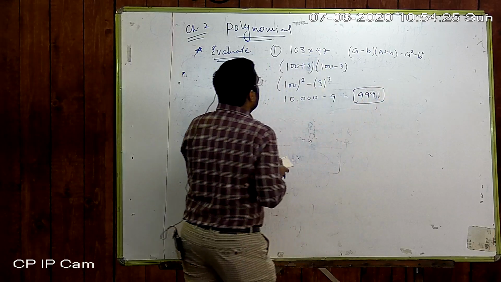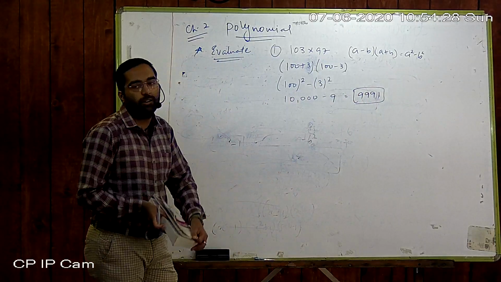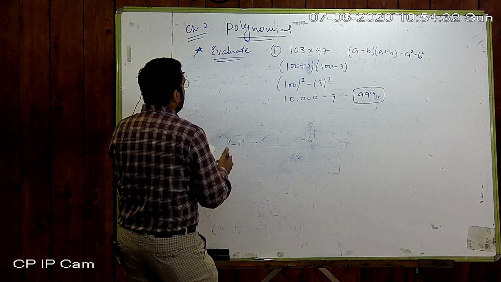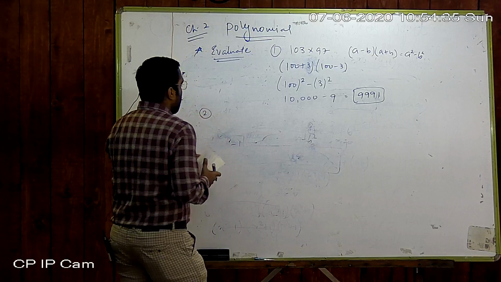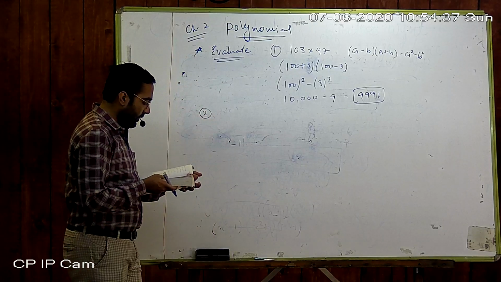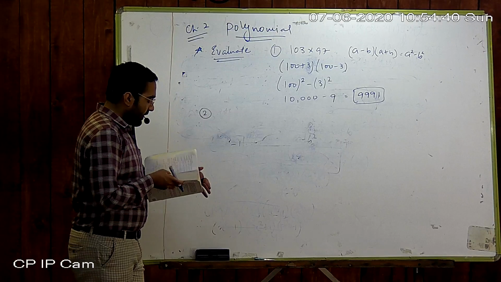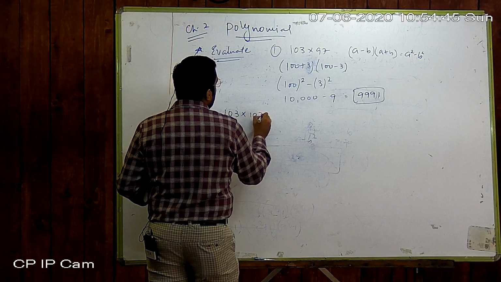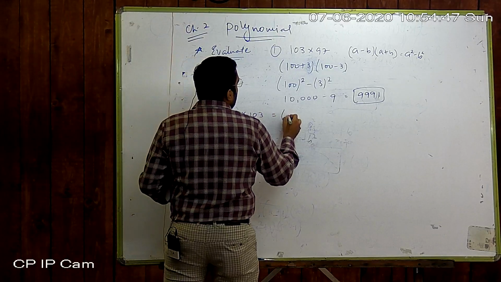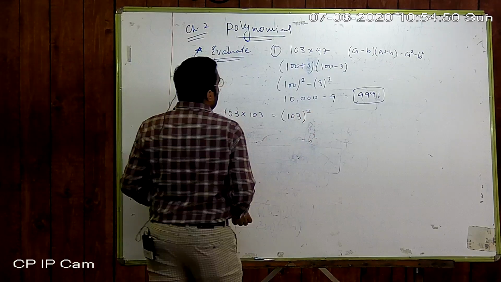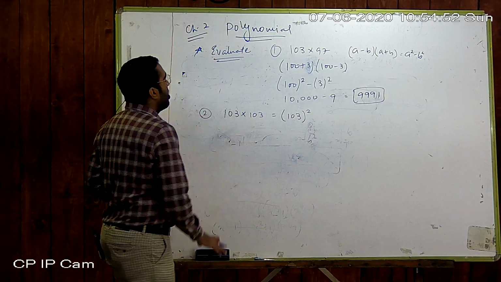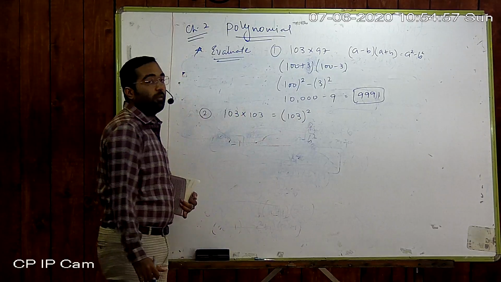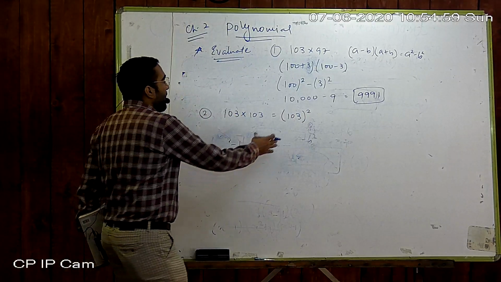Okay, in numerical values we can also use the different kinds of identities that we wrote at first. Now we can check the second example. Second example is 103 into 103. 103 into 103. We can also write as 103 whole square. If 103 into 103 is not given, or 103 whole square is given, you can also write it as 103 into 103. Okay, here is my whole square formula.